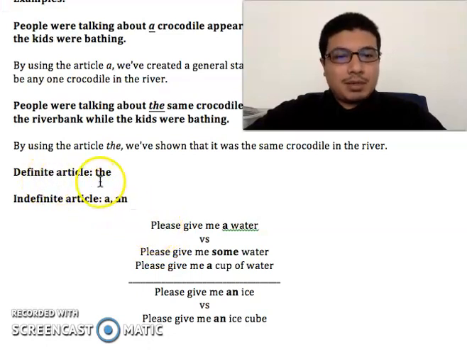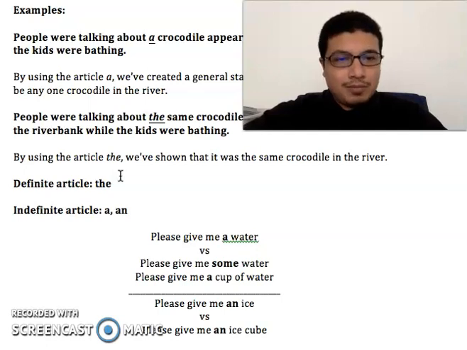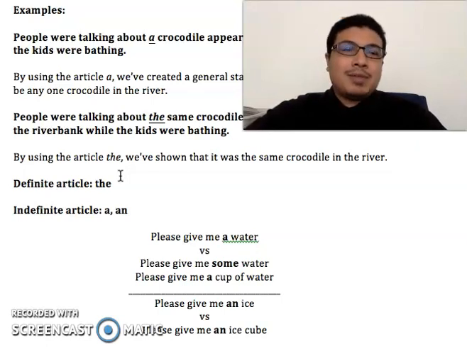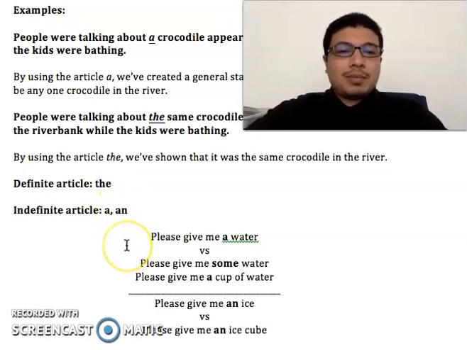So we have two types of articles. One is definite article, one is indefinite article. Definite article would be something that we know, or a thing, a person. For example, when we say the vice chancellor of UMK, we are referring to the same person that we know. The headmaster of the school. Indefinite article would be something that is more general. For example, a and an.